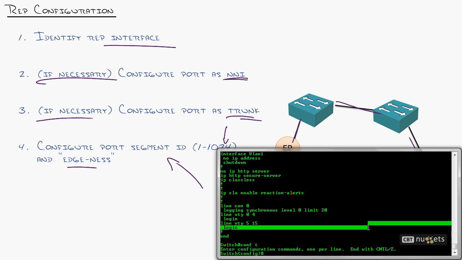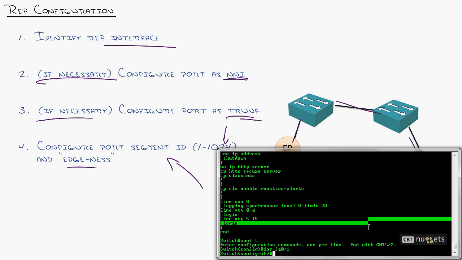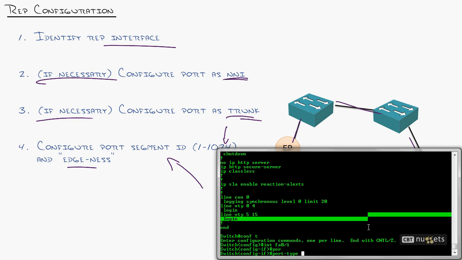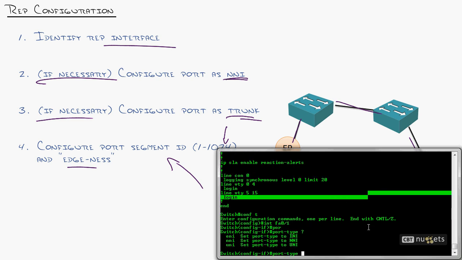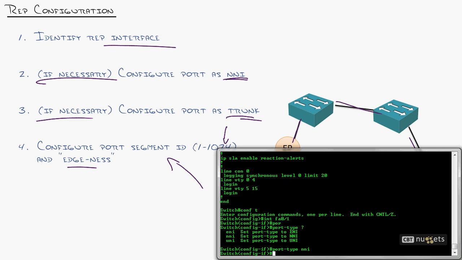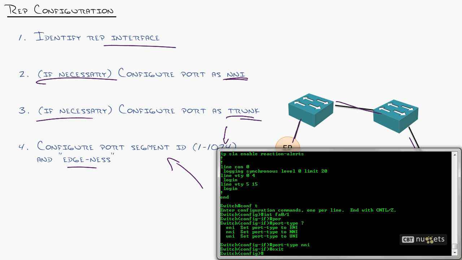Now, if we wanted to, we could go under FastEthernet 0/1 and do a port type, and you can choose whether it's UNI, ENI, or NNI. So we would just set that port type to NNI, and it would be able to be configured for REP. It would not if it was UNI or ENI. So we're not going to do FastEthernet 0/1.